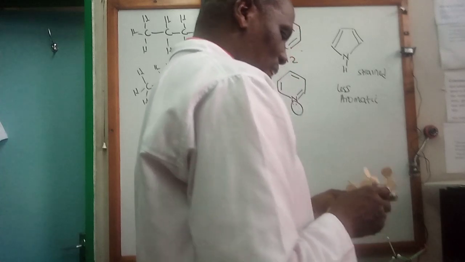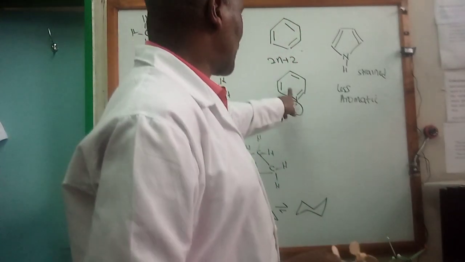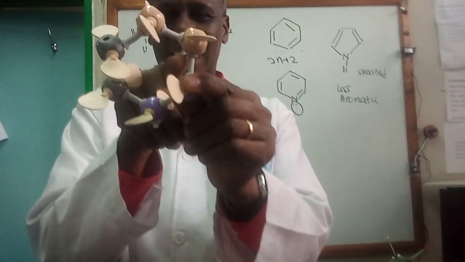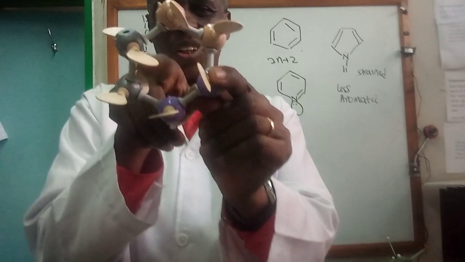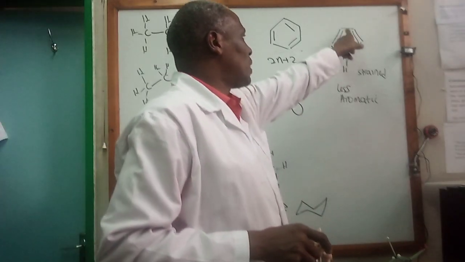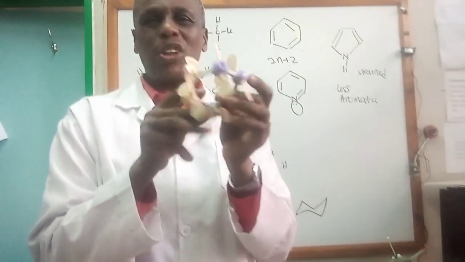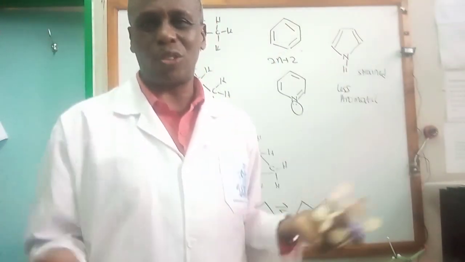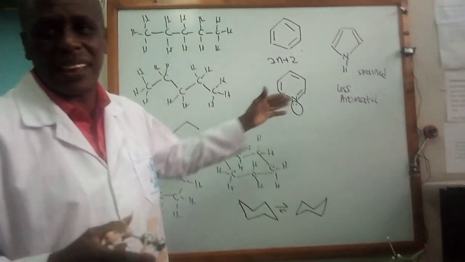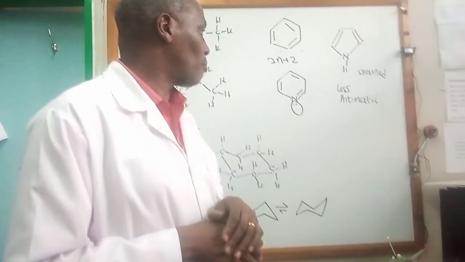So in this case, the bond angles are going to be 120 degrees. But if I put a 5-member ring instead of a 6-member ring, then the bond angles are going to be less than 120 degrees. So the structure will be strained. If it is strained, then there will be less aromatic character.